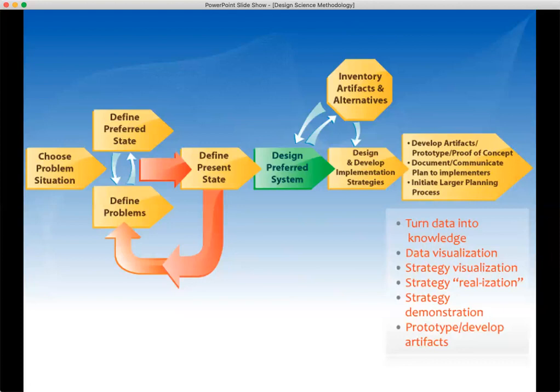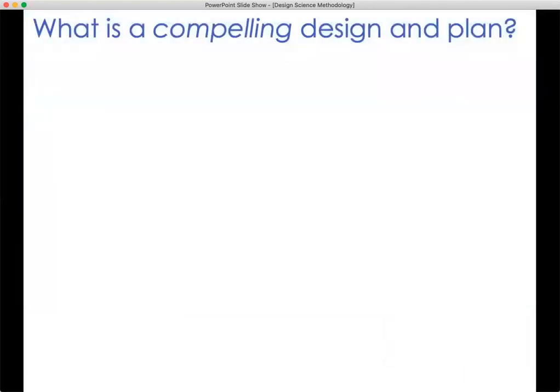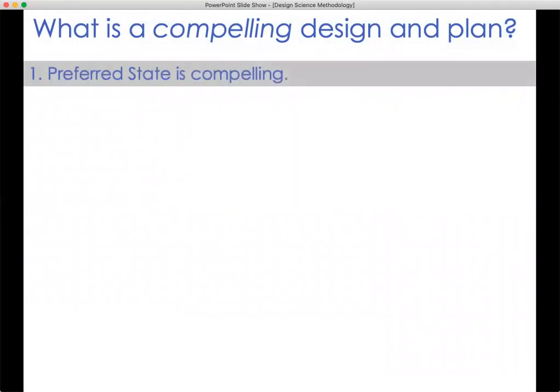You can make very compelling cases for getting rid of all of those, quote, diseases of humanity, so that we live in something closer to our preferred state for what we want the world to be. All right, so what is a compelling design and plan? Well, one, the preferred state is compelling. It's visionary, it's attractive, people can get behind it.